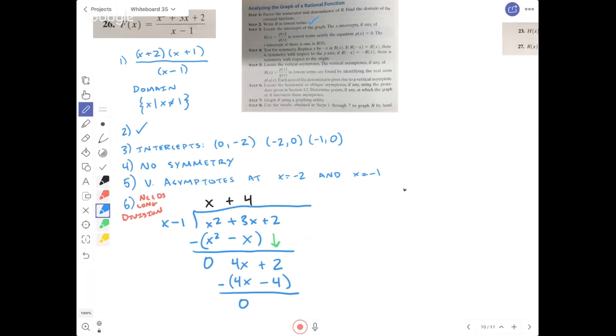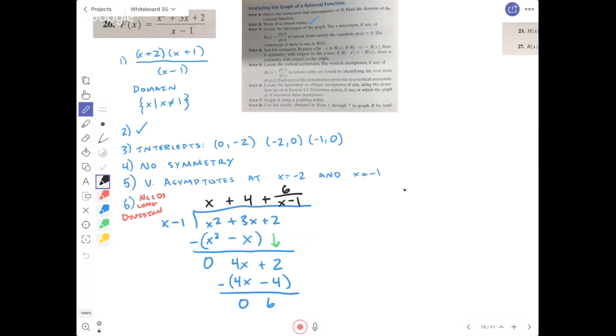And 2 minus -4 is 6. Okay, so I'm left with a remainder of 6. So we're going to put that in their answer. So x plus 4 plus 6 over x minus 1. So another way of writing x squared plus 3x plus 2 over x minus 1 would be x plus 4 plus 6 over x minus 1.